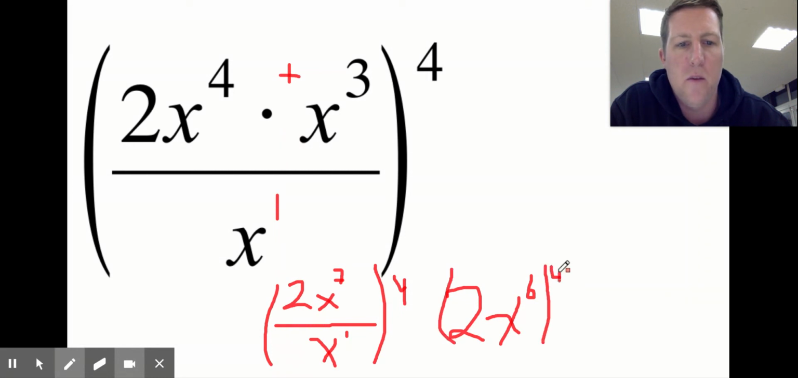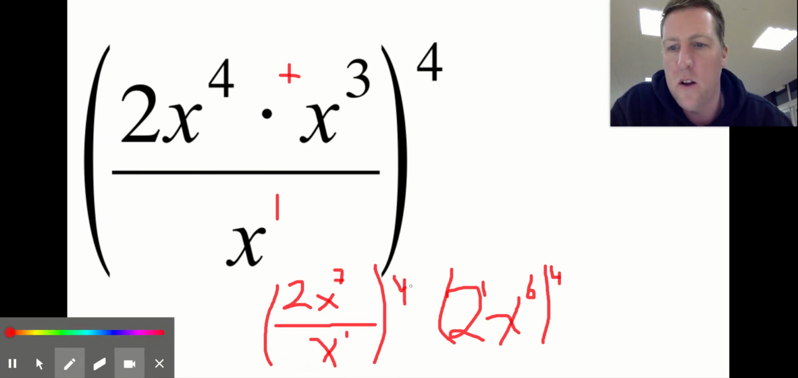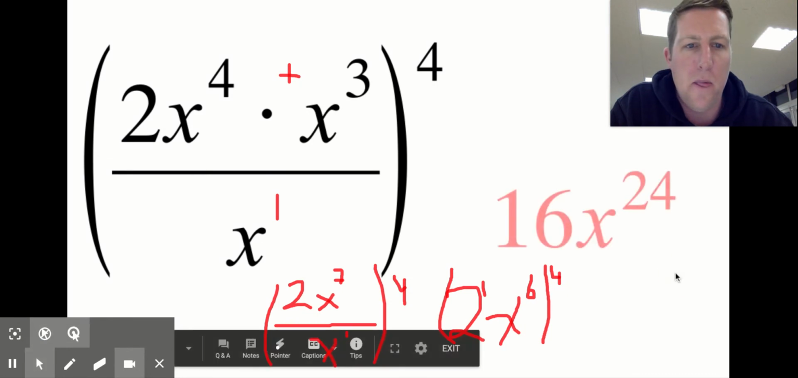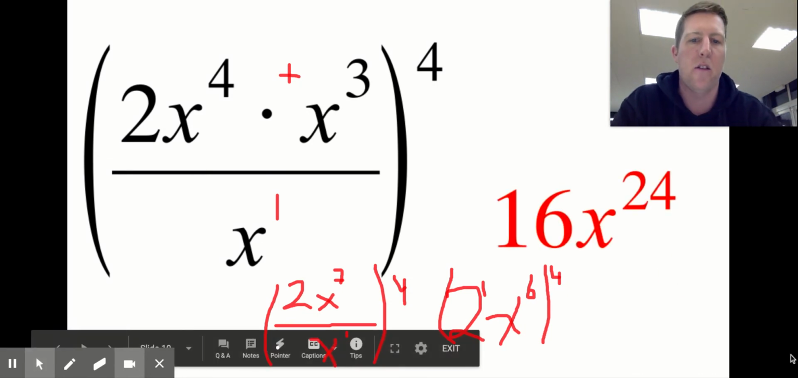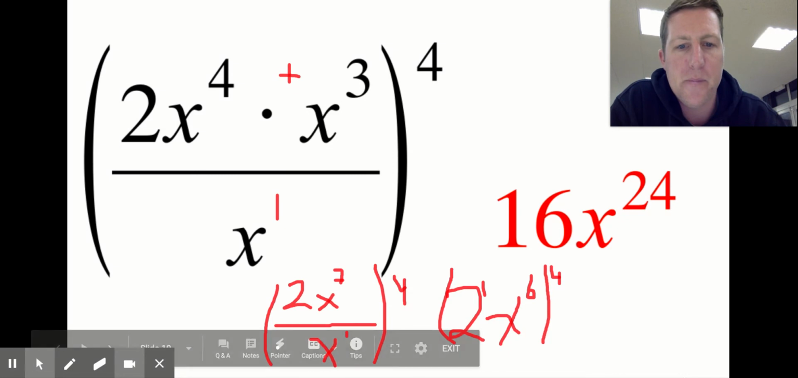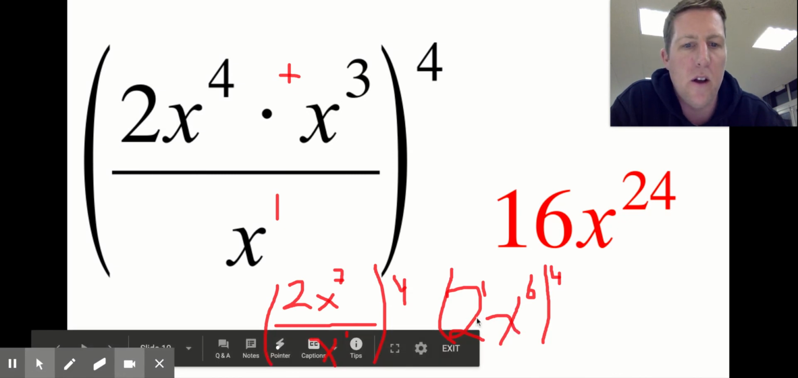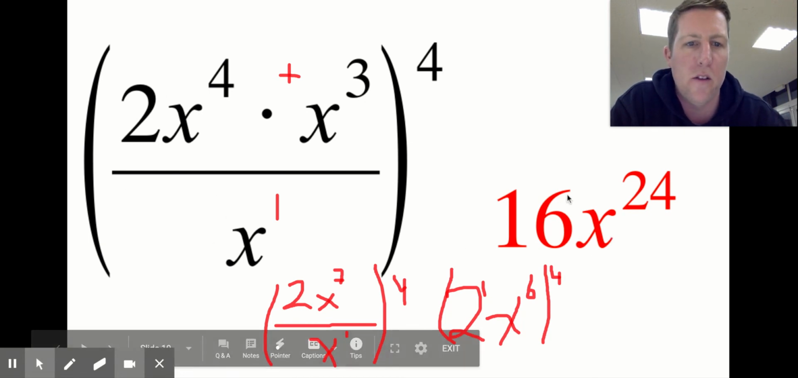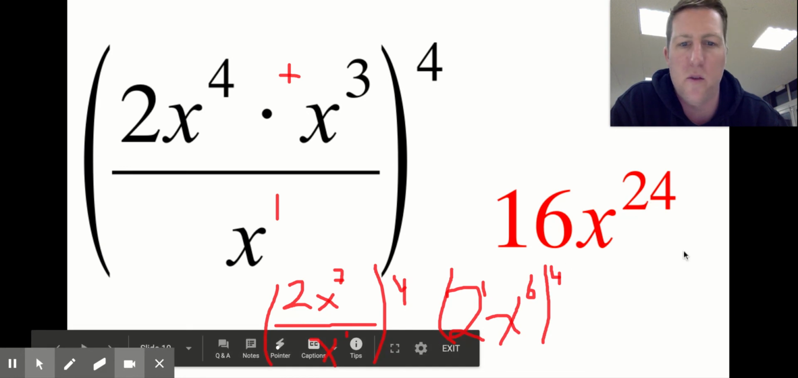Okay, when we do that, we have to distribute, like the 6 is multiplied by the 4 as well as the 2. It also has a power. We have 1 times 4. So our final answer, I'm going to switch over here, is 16 x to the power of 24. Okay, so 2 to the power of 4 is 16, and then 6 times 4 is 24. So there's your final answer. This complicated looking thing can simplify nicely to 16 times x to the power of 24.